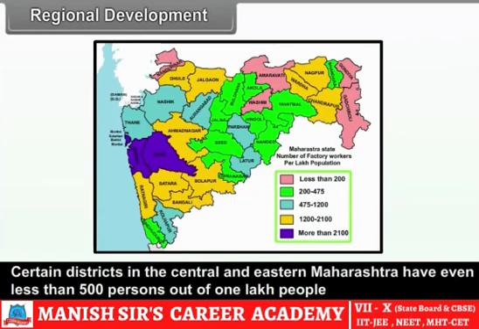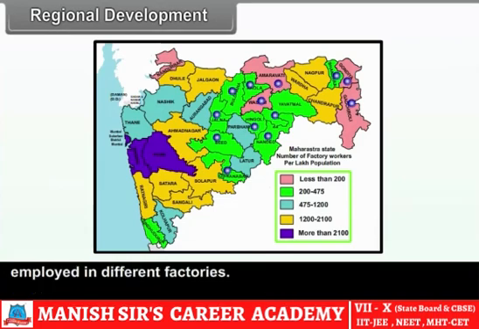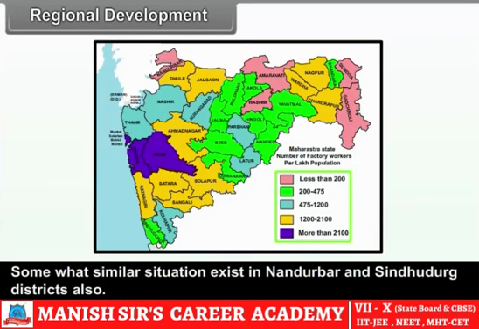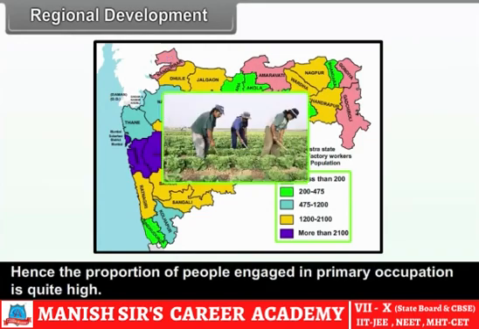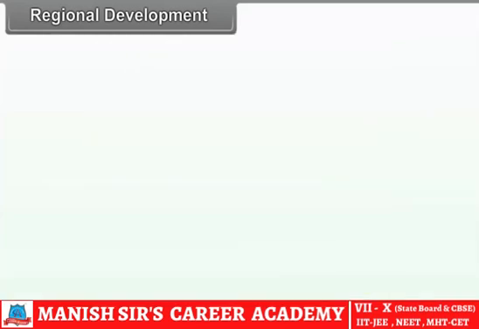Certain districts in central and eastern Maharashtra have even less than 500 persons out of 1 lakh people employed in different factories. Somewhat similar situation exists in Nandurbar and Sindhudurg districts also. Hence, the proportion of people engaged in primary occupation is quite high.